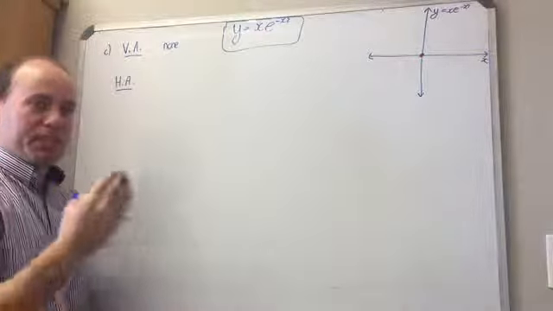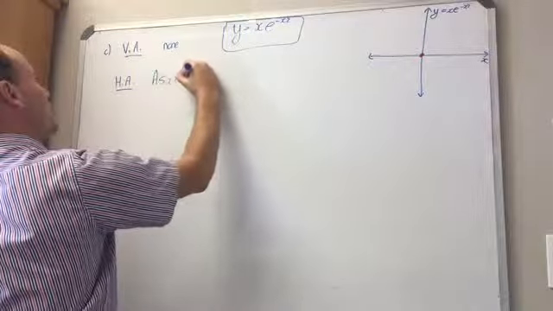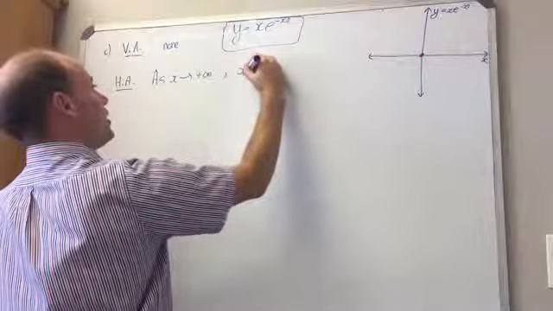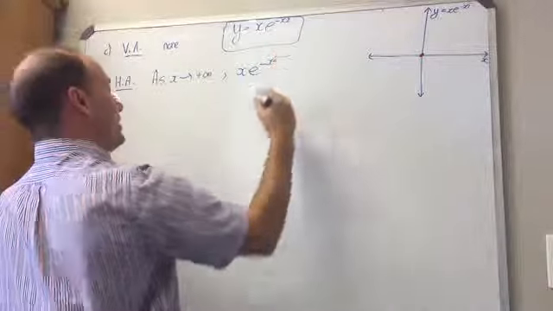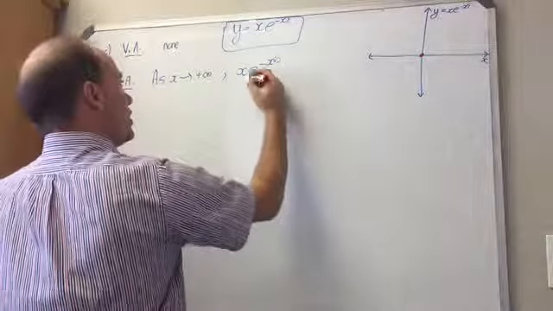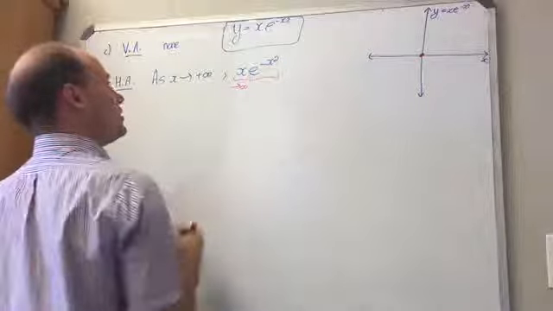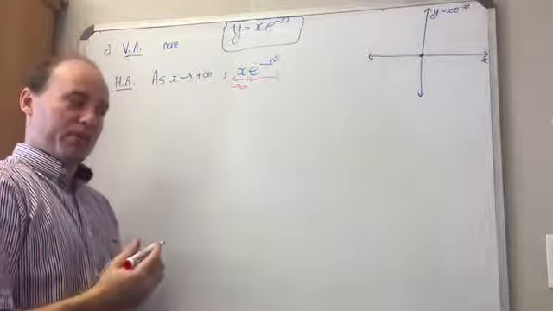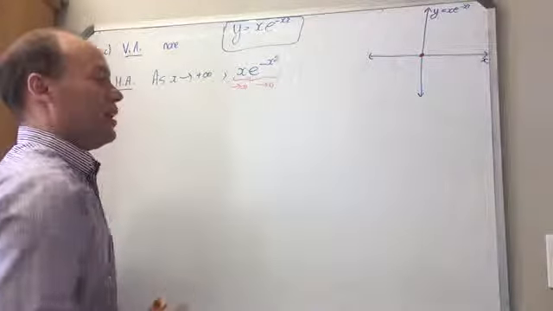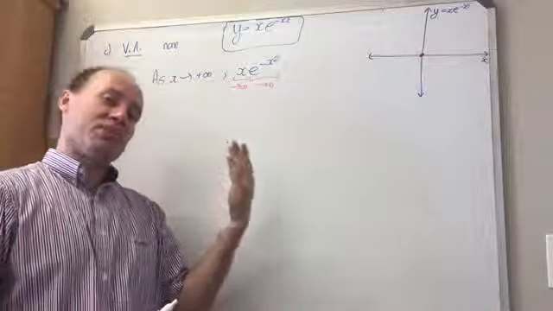Now we should check what happens as x approaches plus or minus infinity. So as x approaches plus infinity, what happens to the formula for the function? x e to the minus x squared. Well, what happens here? Let's see. This approaches infinity, and this approaches 0 because it's exponentially decaying. Now, this is a tricky limit. I would have to calculate it using L'Hopital.